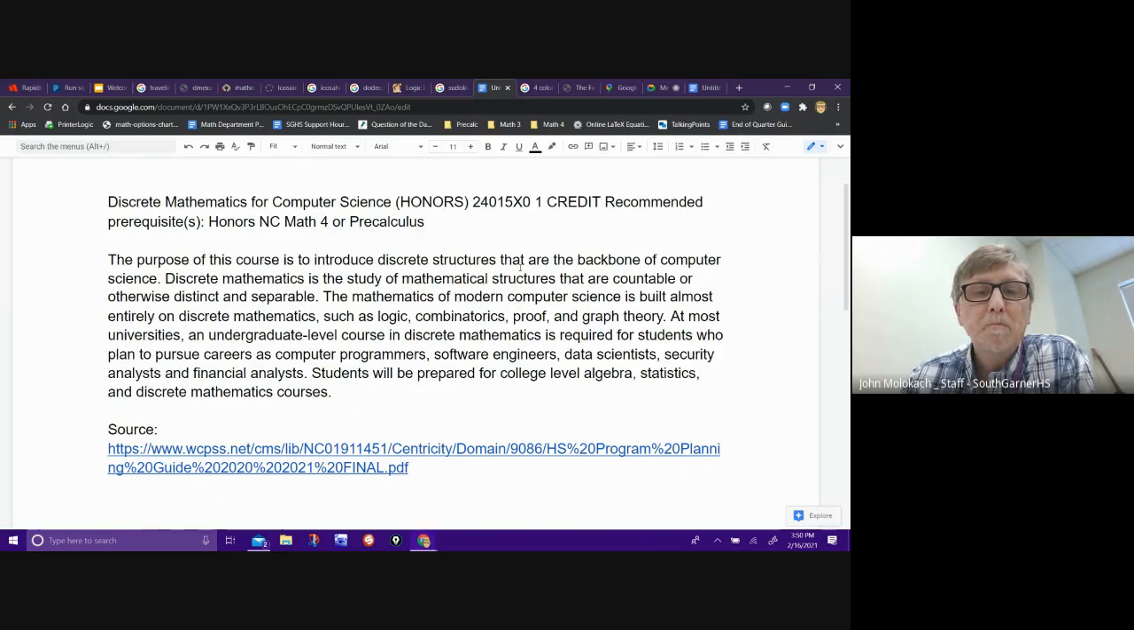The mathematics of modern computer science is built almost entirely on discrete math, such as logic, combinatorics, proof, and graph theory. At most universities, an undergraduate level in discrete math is required for students who plan to pursue careers as computer programmers, software engineers, data scientists, security analysts, and financial analysts. Students will be prepared for college-level algebra, statistics, and discrete math courses. And if you're interested in taking Mr. Guthrie's AP Computer Science course, this would be a huge advantage to you if you're interested in computer science as a career.